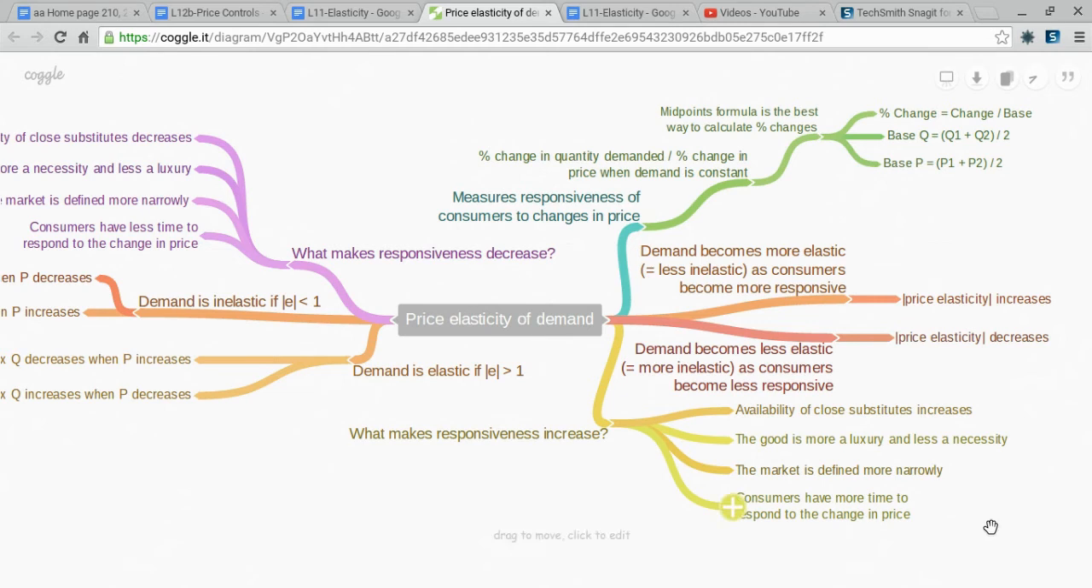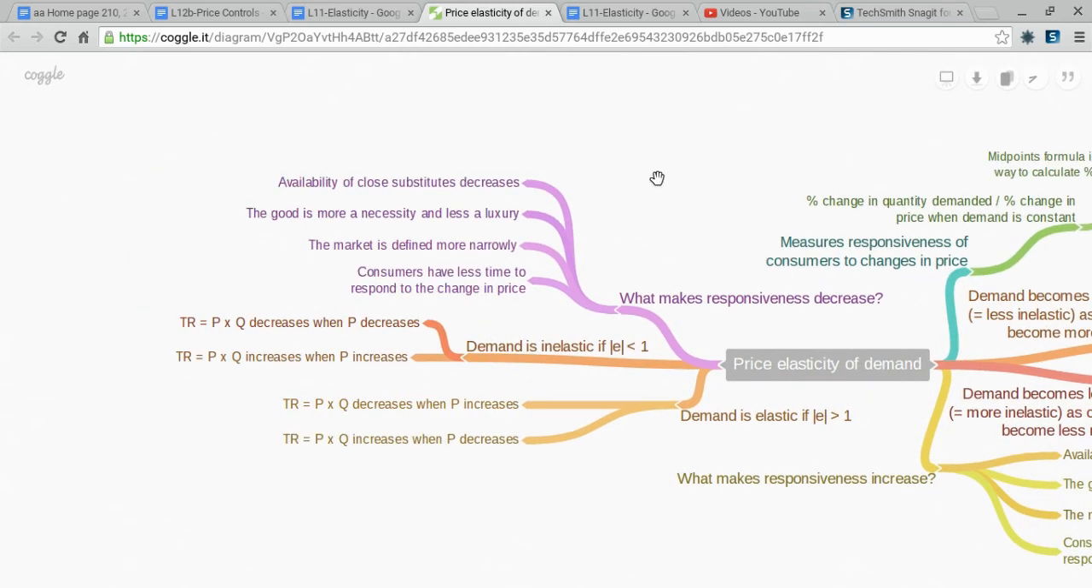And finally, demand becomes more elastic as consumers have more time to respond to the change in price. The more time consumers have to respond to a change in price, the more changes they can make in their behavior, and the bigger the impact on quantity demanded when price rises or falls. The opposite of these four influences tend to make responsiveness decrease or to make the demand less elastic.